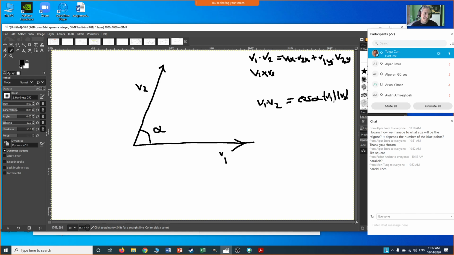But if their length is not equal to 1, the cosine alpha multiplied by their lengths will give you the dot product. If your goal is to get the cosine, just divide by their lengths and you get the cosine. So you can erase this part. The cosine of the angle between them is the dot product divided by their lengths.